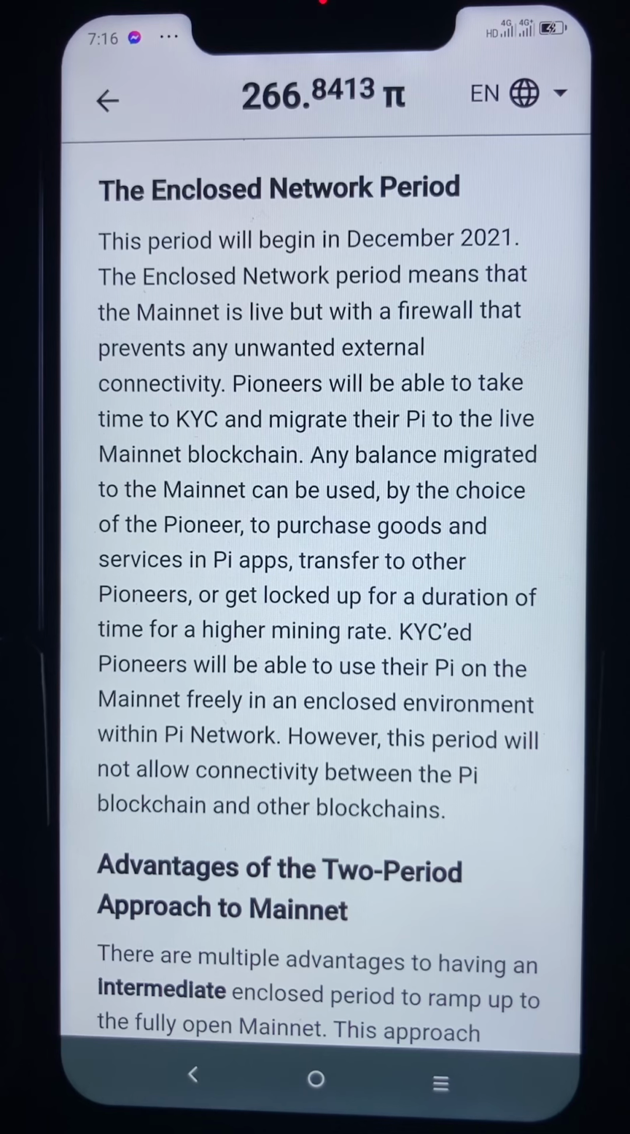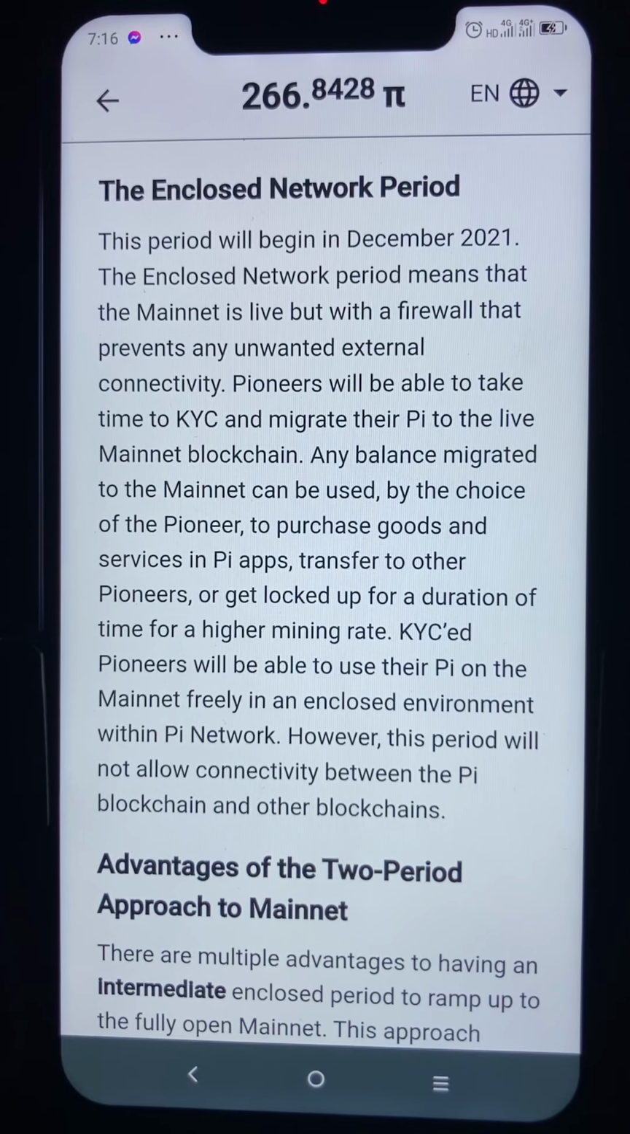So, pioneers will be able to take time to KYC and migrate their Pi to the live mainnet blockchain. Any balance migrated to the mainnet can be used by the choice of the pioneer to purchase goods and services in Pi apps, transfer to other pioneers, or get locked up for a duration of time for a higher mining rate. KYC pioneers will be able to use their Pi on the mainnet freely in an enclosed environment within Pi network. However, this period will not allow connectivity between Pi blockchain and other blockchains.